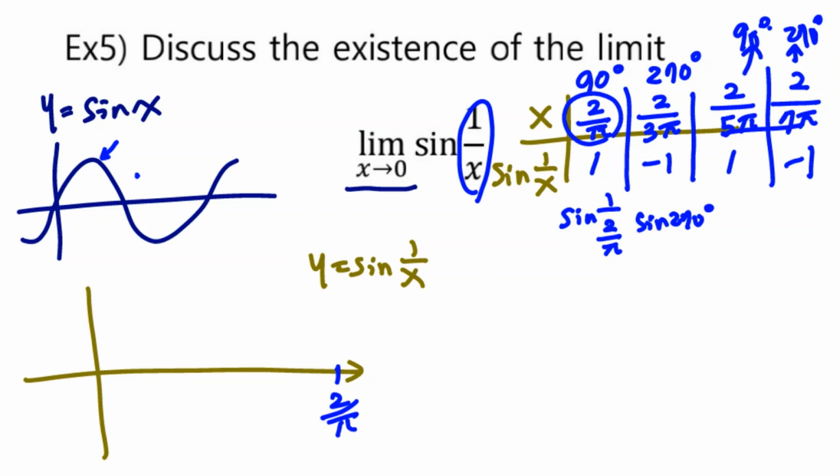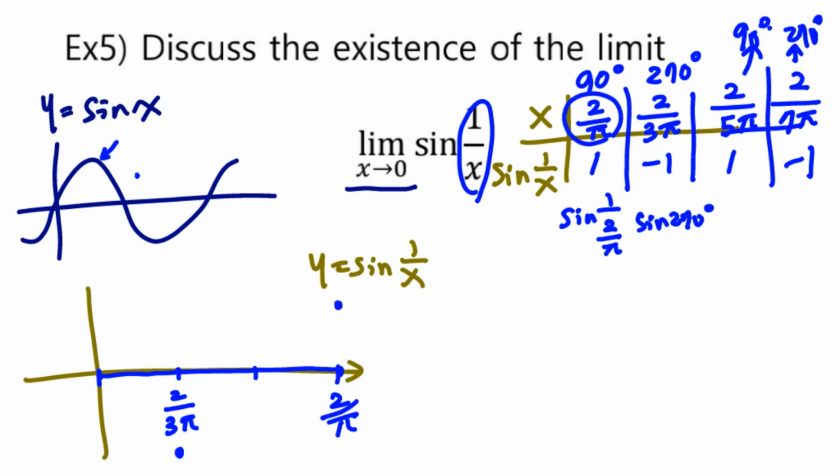So let's say this point here is 2 over pi. And it's 1. Now, if you divide this distance into 3 equal pieces, that's 2 over 3 pi, right? Then you're going to have a -1. So we have 2 points so far.